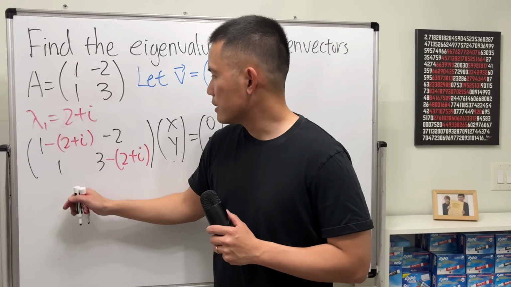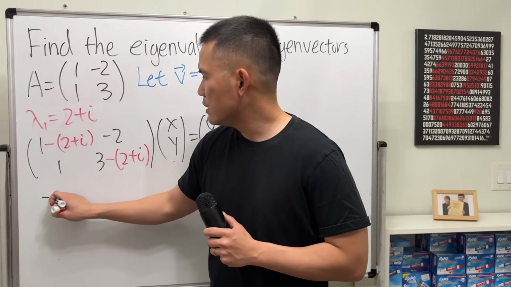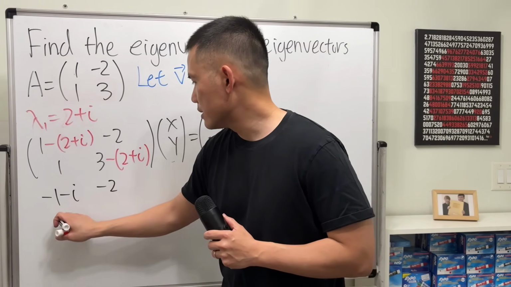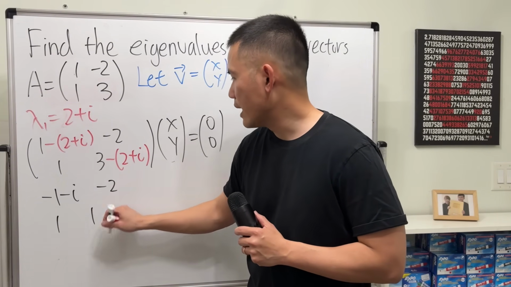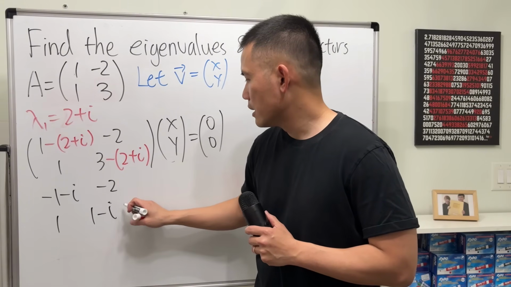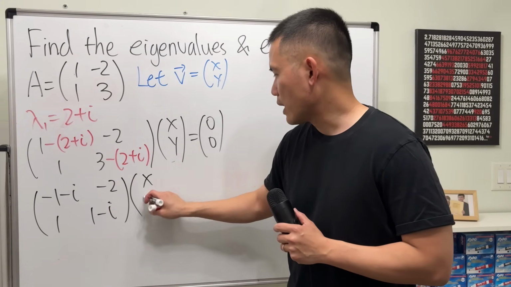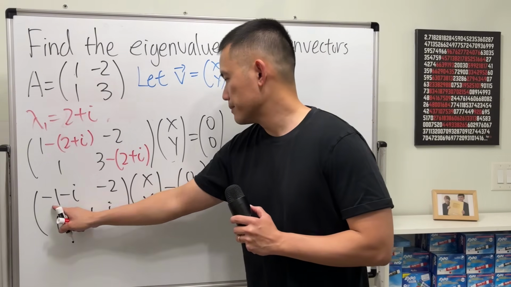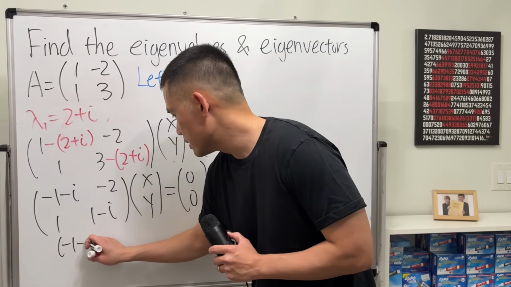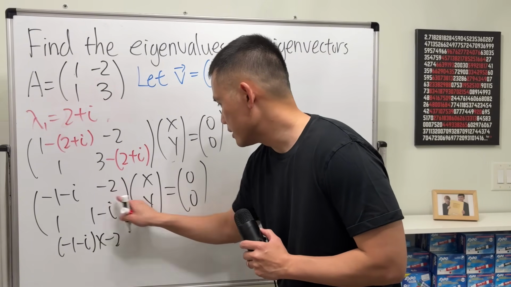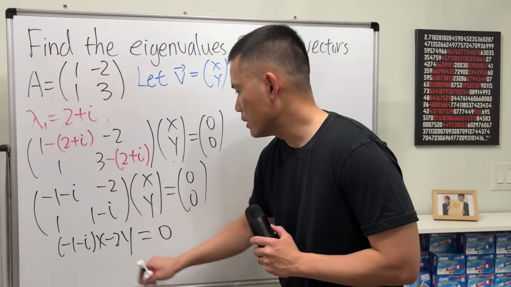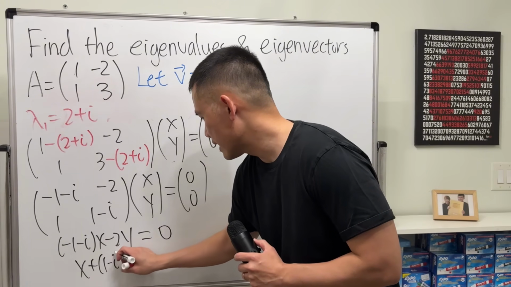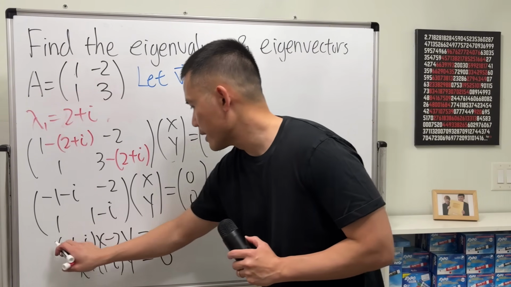Okay, so this right here is negative 1 minus i, and then negative 2, and this is 1. This is 1, and then minus i. And we have x, y equal 0, 0. And then let's just go ahead and work this out. So this times this, and this times that, that is equal to 0. Continue, x, and then plus 1 minus i times y, it's equal to 0.